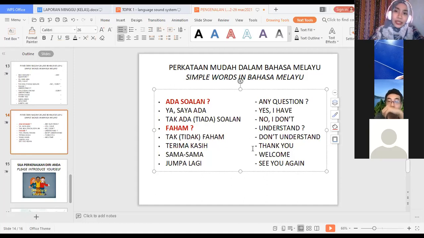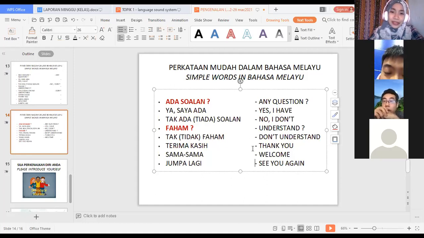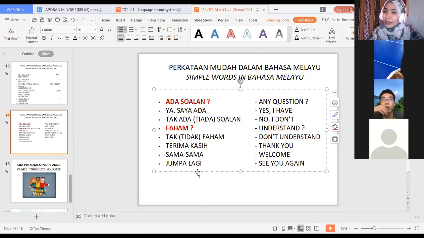When I say terima kasih, I mean thank you. So what should you say to me? Sama-sama. Very good. And then the last one, jumpa lagi. At the end of this class, I will say jumpa lagi. What is the meaning? It means see you again. But now I don't want to say jumpa lagi because we have a topic to cover.